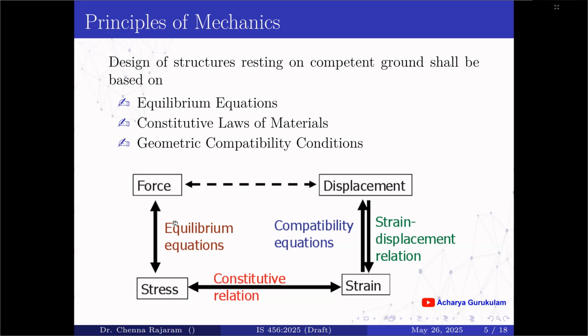Third, geometric compatibility conditions. The geometric compatibility conditions shall be upheld between the following: the structure and the supports, and the adjoining members within the structure. Here you can see the schematic diagram of equilibrium equations, constitutive law of materials, and geometric compatibility conditions.